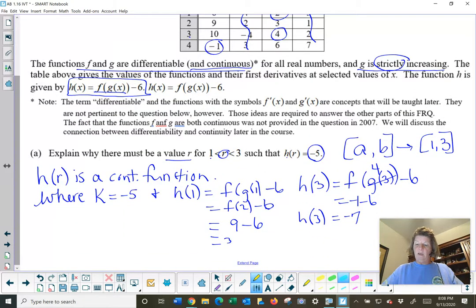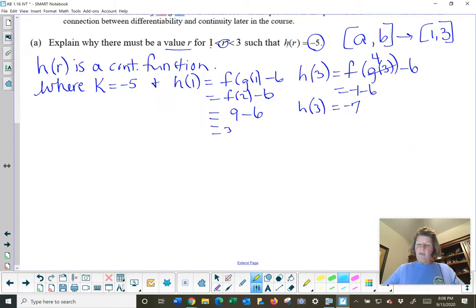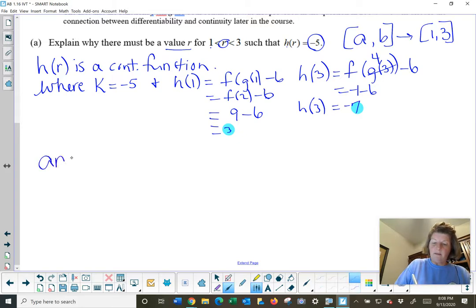So now, K does lie between, doesn't it? Where K equals negative 5 and K is between, maybe a cursive K. For some reason, my screen is really behind my pen, so it's making it tough right now.